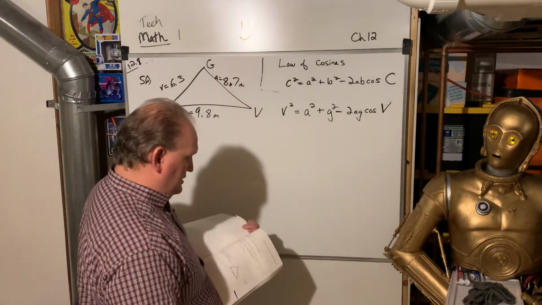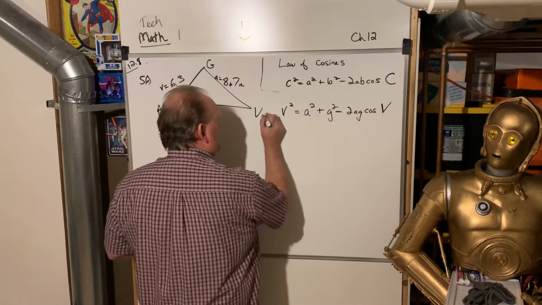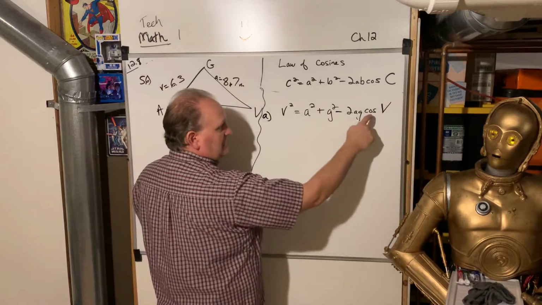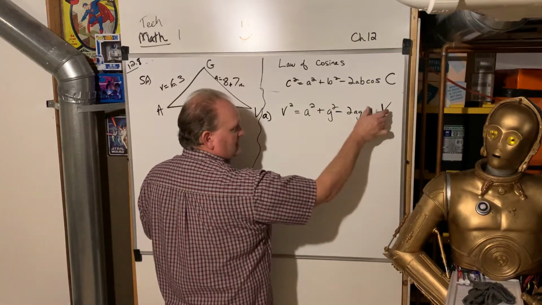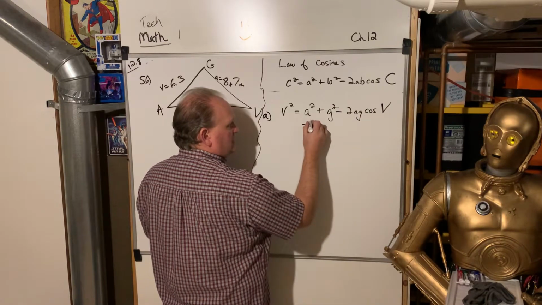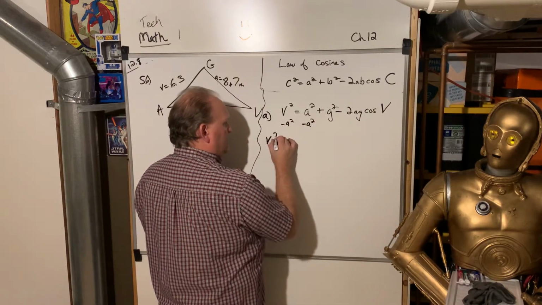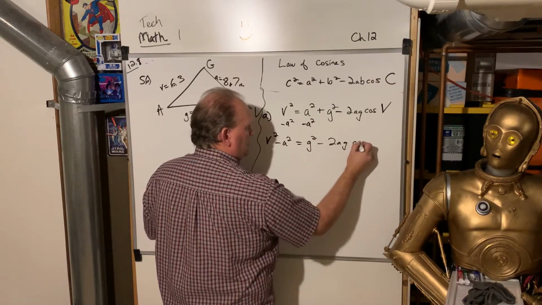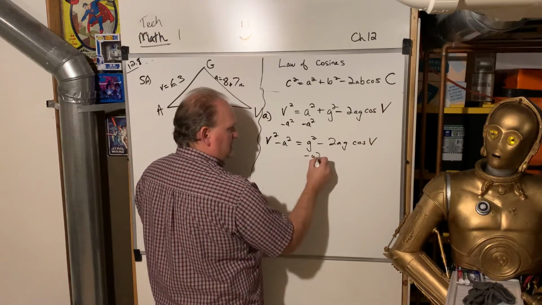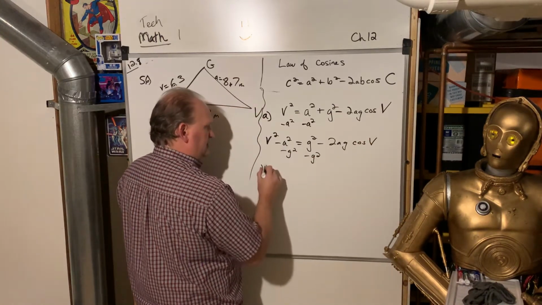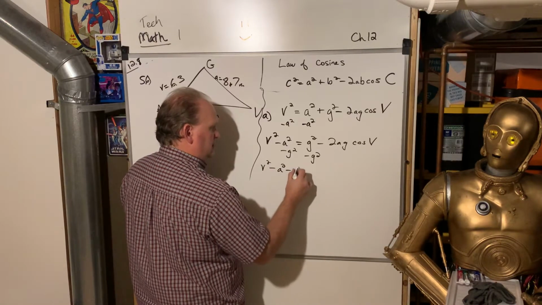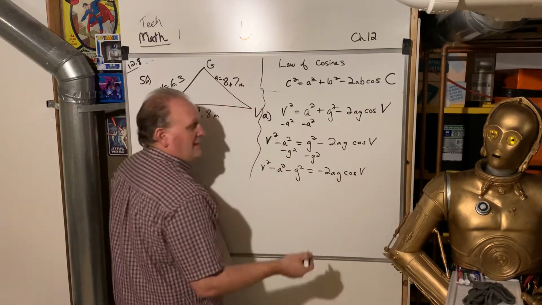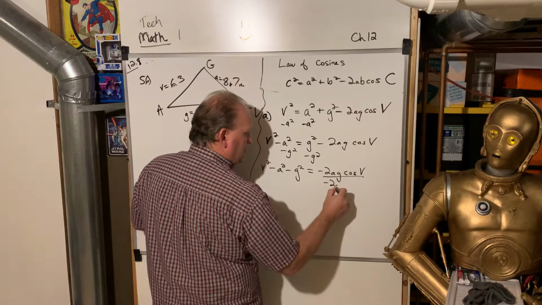Part B is solve for cosine of V. So they want me to solve for this. So now you got to go back to your sweet algebra skills. Remember isolating the cosine of V, basically we're treating this like the variable. So that means we would subtract A squared from both sides. Then we would subtract G squared from both sides. Okay, then we would divide both sides by negative 2AG.